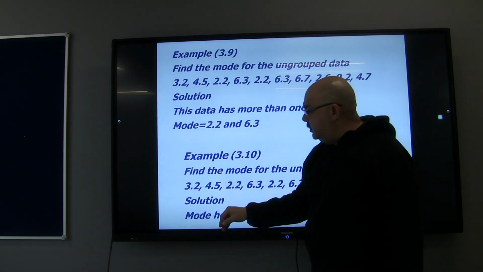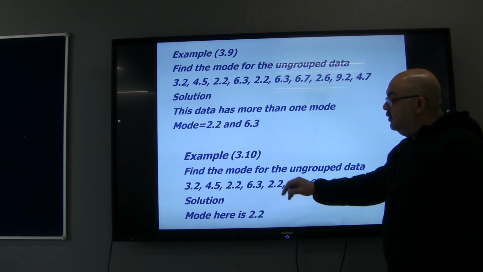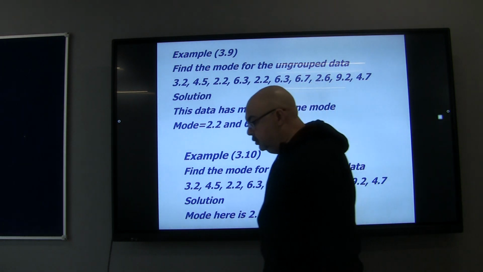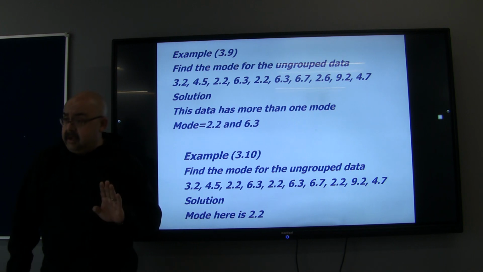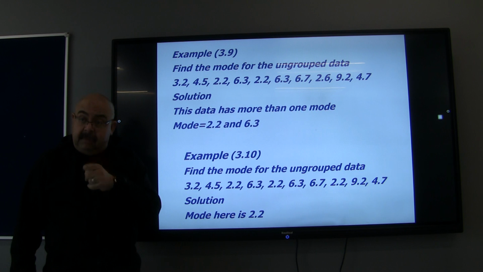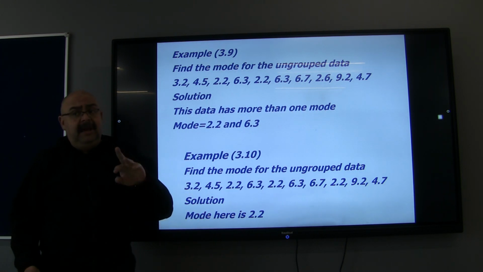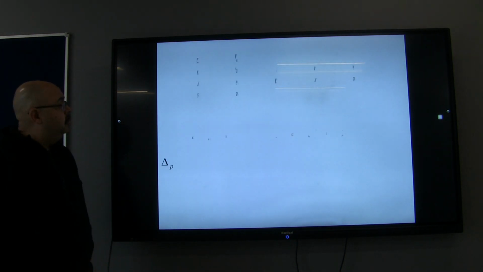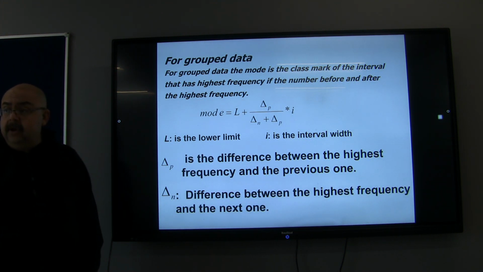For the third example, you have 3.2, 4.5, 2.2, and so on. You will find the most repeated number, which is 2.2, which is the mode. So using the mode, for the first time, we suffer from instability in evaluating it. Some distributions don't have modes, others may have more than one mode, and others simply will have one mode.